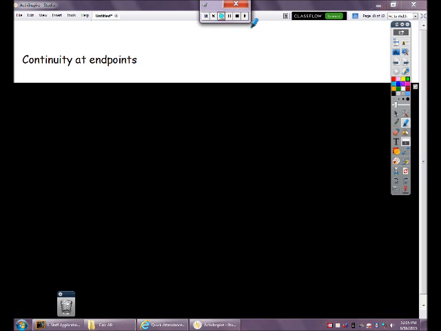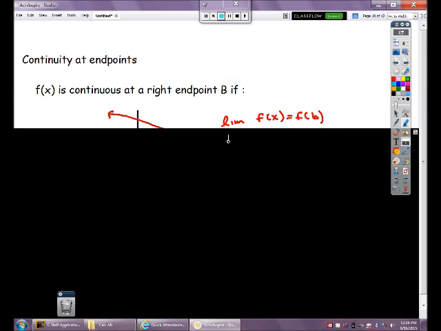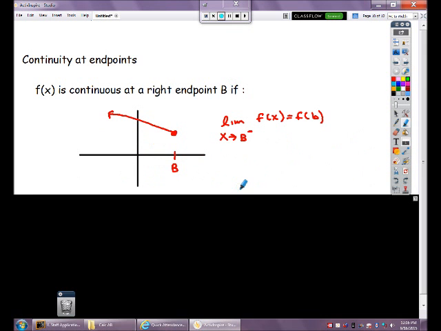When discussing continuity, we also must talk about what's happening at the endpoint, because then we're going to start to get into some trickier situations where we have to make some exceptions. So we would say that a function is continuous at the right endpoint, b in this case, if the limit as x comes to b from the left does exist, and it does. So we are continuous here at b even though it's an endpoint.